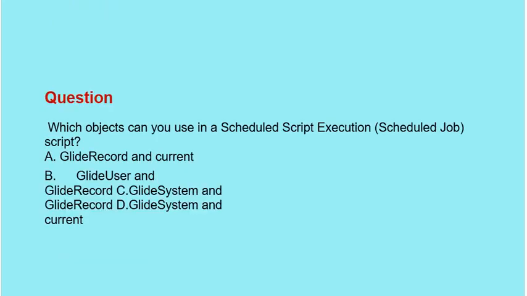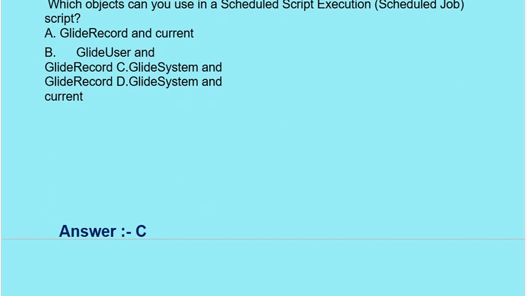Question is which object can you use in a scheduled script execution, that is scheduled job script? Option A glide record and current. Option B glide user and glide record. Option C glide system and glide record. Option D glide system and current. Correct answer is option C.